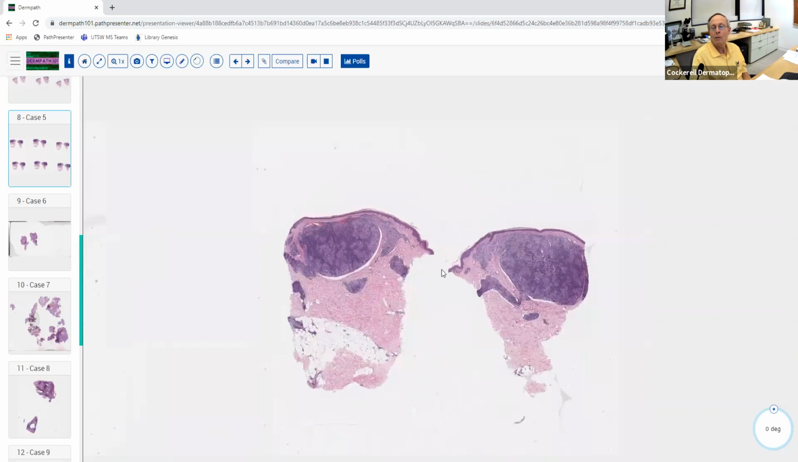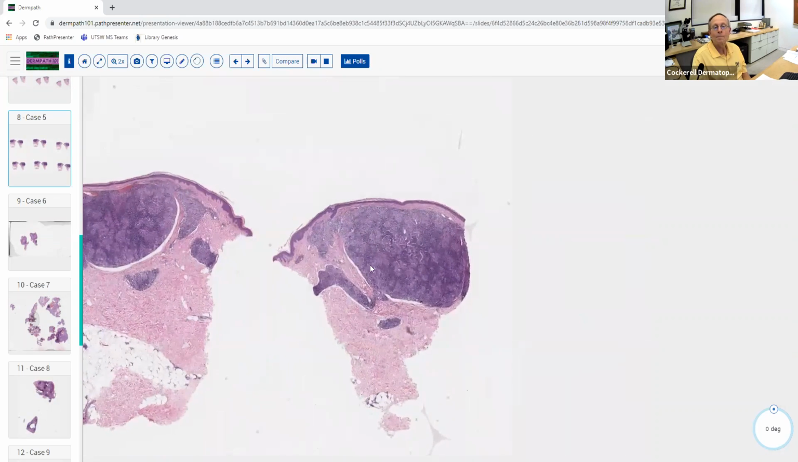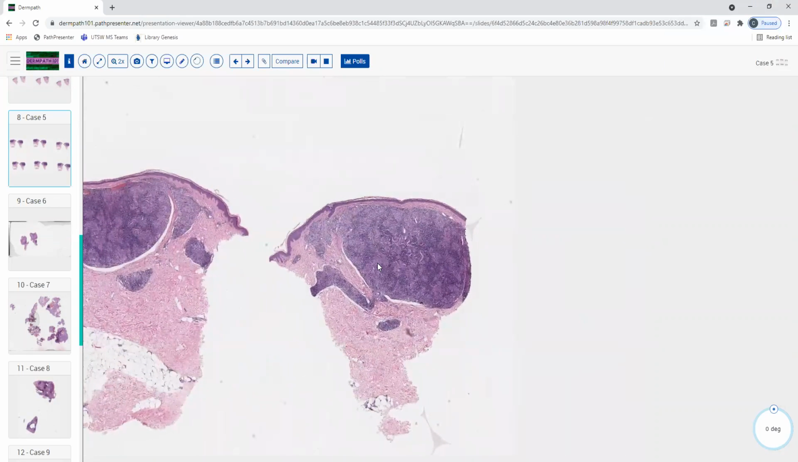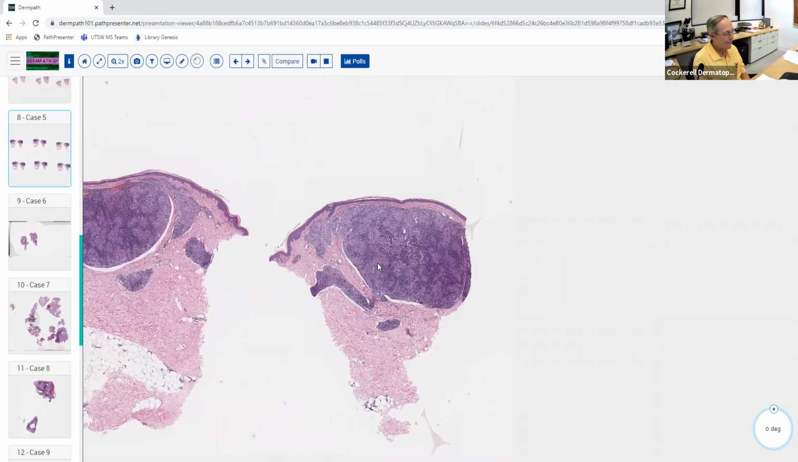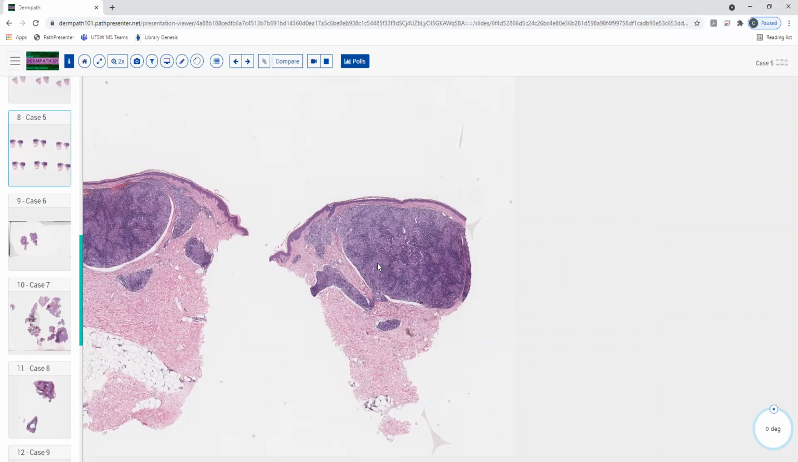Okay. Anybody want to give this one a go? I can go. Good morning, Dr. Cockerell. This is Usman. I'm one of the Baylor first years. Great. So this looks like a punch biopsy, and it looks like an inflammatory process.